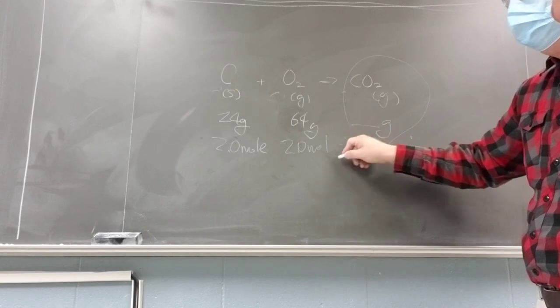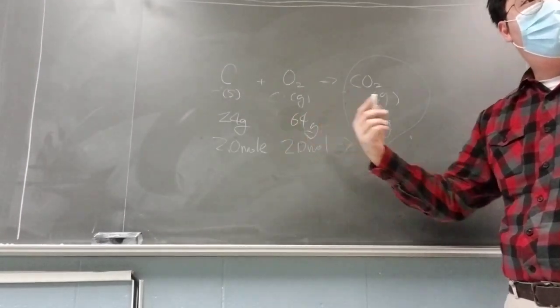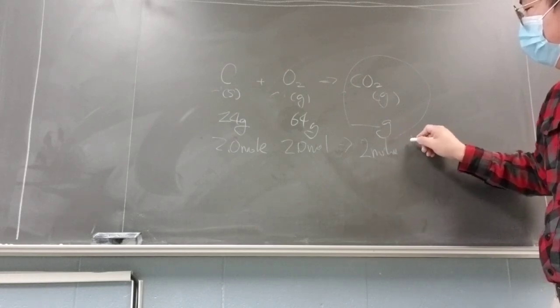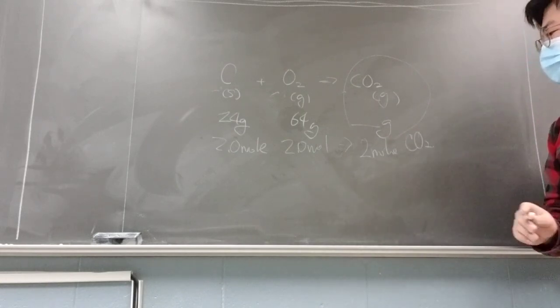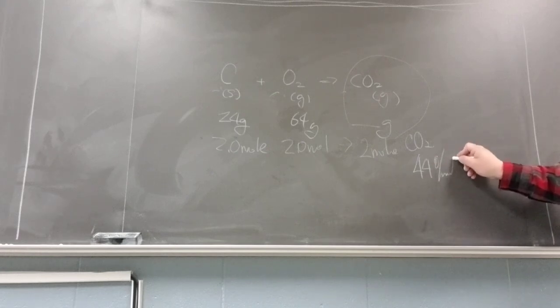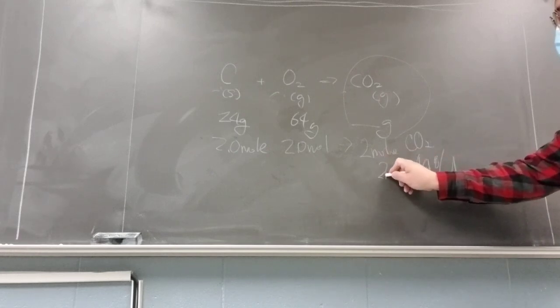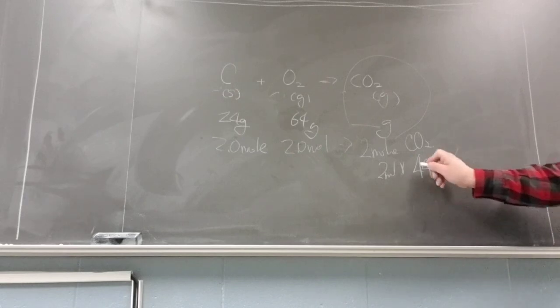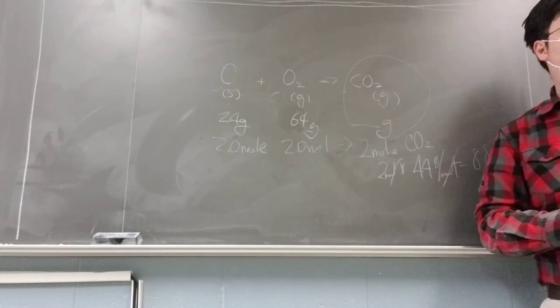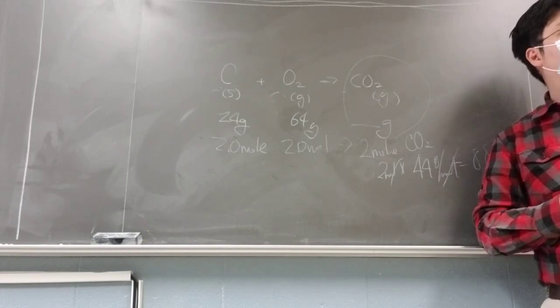So there will be no limiting or excess reactant, they're all used up, right? So meaning you're going to have 2 moles of carbon dioxide. Once again, carbon dioxide is 44 grams per mole. So the 2 moles times 44 grams per mole will give you 88 grams of product. So pretty easy, right? It's not that bad at all.